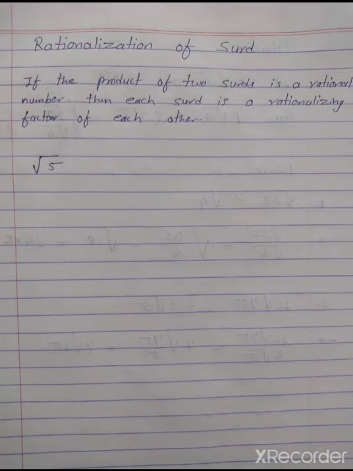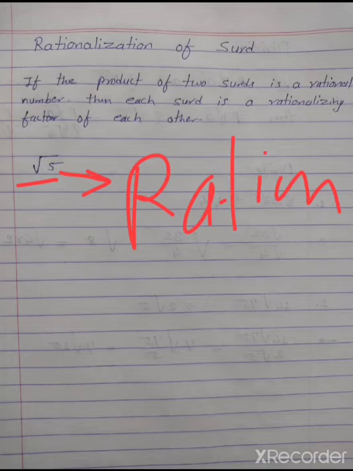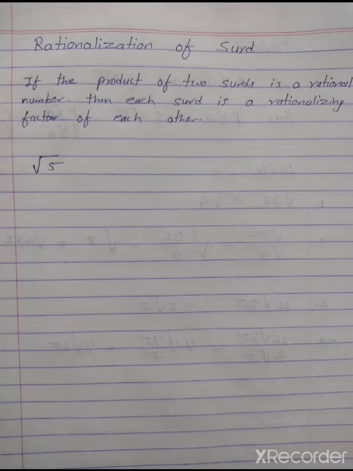Now let us study rationalization of surd. Here the word is rationalization, which means we will convert the given irrational number into a rational number. So here you can see root 5. Root 5 is an irrational number and we will convert it into a rational number. Therefore this process is called rationalization of surd. Here one sentence is written: if the product of two surds is a rational number, then each surd is the rationalizing factor of the other.